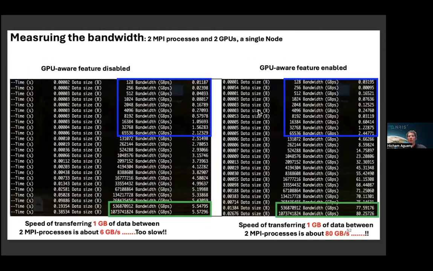This is an example where we can see the benefit of introducing this feature. The first thing is that if the communication involves a small set of data, you barely can see any performance gain. But once you increase the size of the data, for instance here to 1 giga, you can see that enabling these features enhances the performance by a factor of 13.